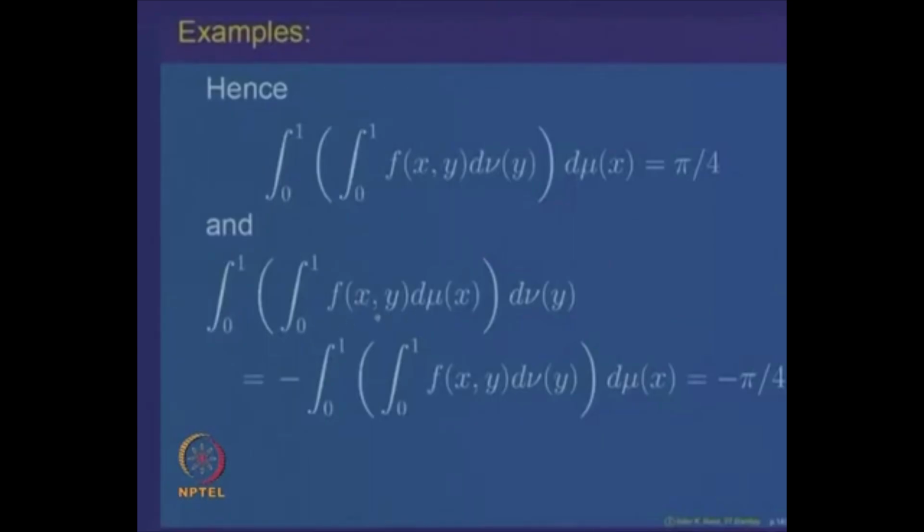So, if I want to integrate first with respect to x and then with respect to y, the answer will be the same as the earlier one with a negative sign. So, the other iterated integral is going to be minus pi by 4. So, for this function of two variables, we have got two iterated integrals, one of them equal to pi by 4 and the other is minus pi by 4, and both the measures here are sigma finite.